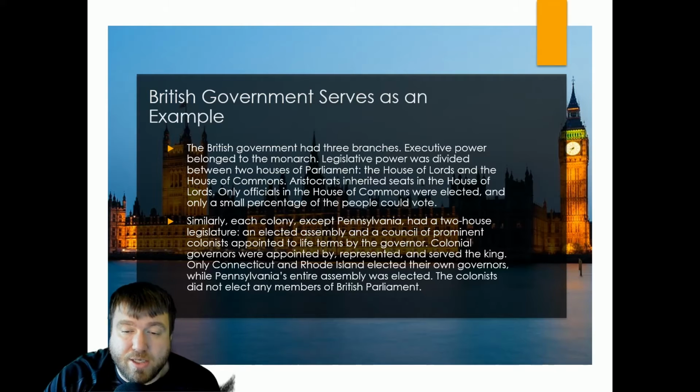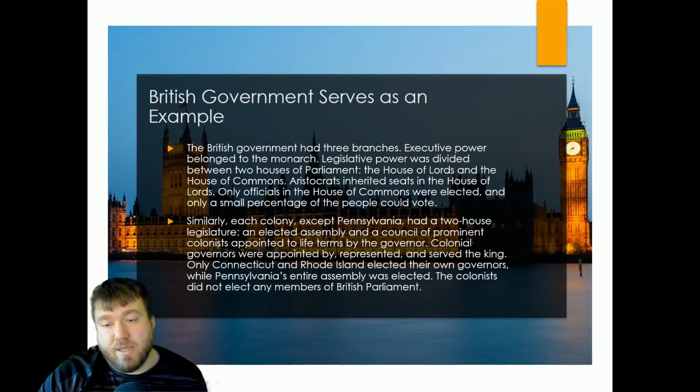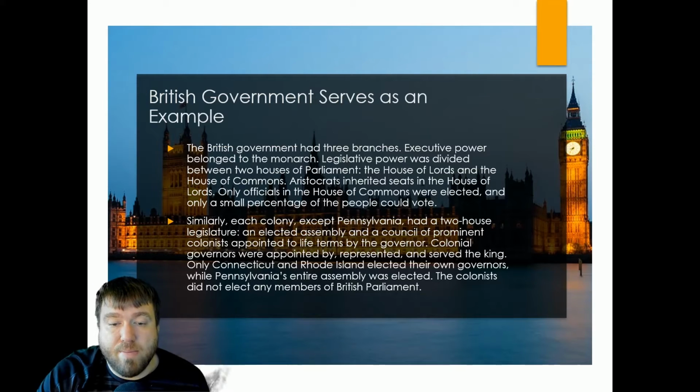Similarly, each colony except Pennsylvania had a 2-house legislature, an elected assembly, and a council of prominent colonists appointed to life terms by the governor. Colonial governors were appointed by, represented, and served the king. Only Connecticut and Rhode Island elected their own governors, while Pennsylvania's entire assembly was elected. The colonists did not elect any members of British Parliament.